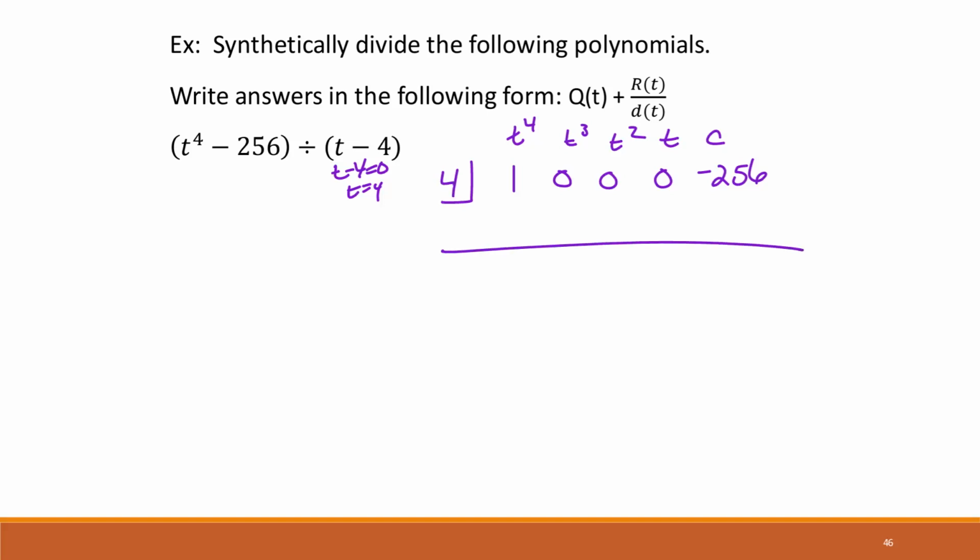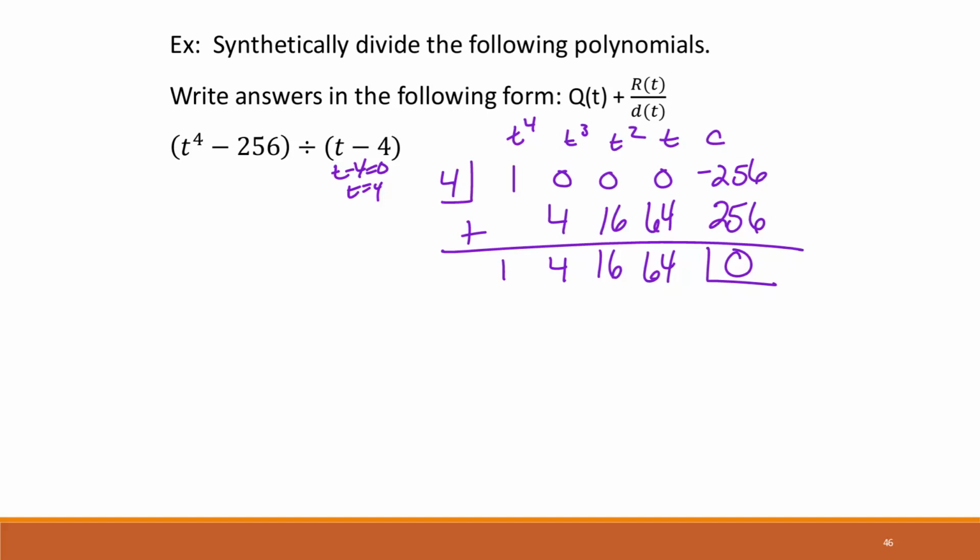4. And then we set it up just like we do the rest. So first I'm going to bring down 1. 1 times 4 is 4. 4 plus 0 is 4. 4 times 4 is 16. 16 plus 0 is 16. 16 times 4 is 64. 64 plus 0 is 64. 4 times 64 is 256, and that's 0. So we don't have a remainder this time.